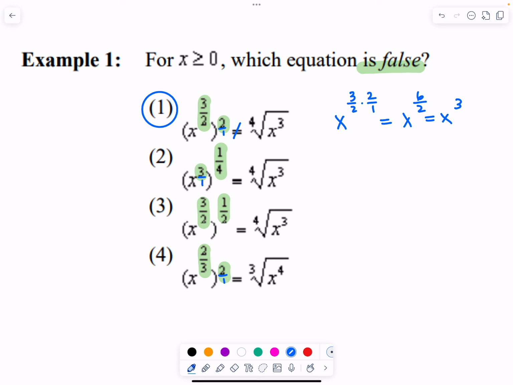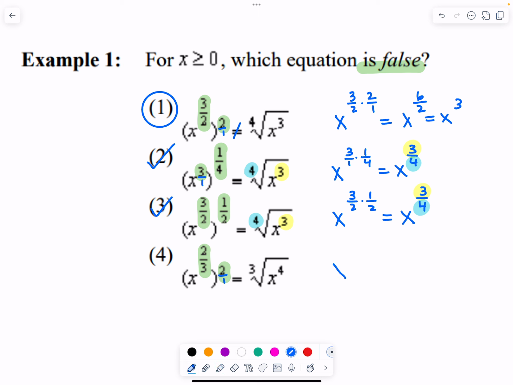But just to review, the other choices are correct because x to the third to the 1/4 would be 3 times 1/4, which would give you x to the 3/4. And then I can see my power over root. So that one is correct. So we can move on. Choice 3, 3 halves is the power being raised to the 1/2. So if I multiply those powers, I would get x to the 3/4. So again, here's my power over root in radical form. That's also correct.